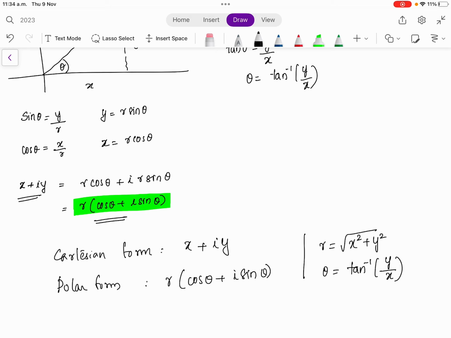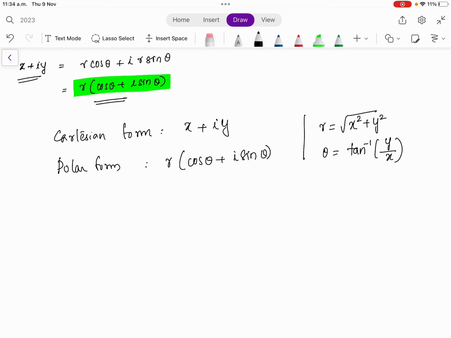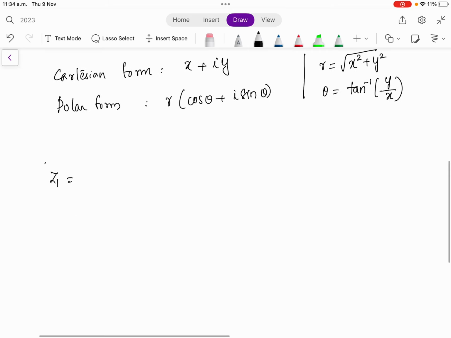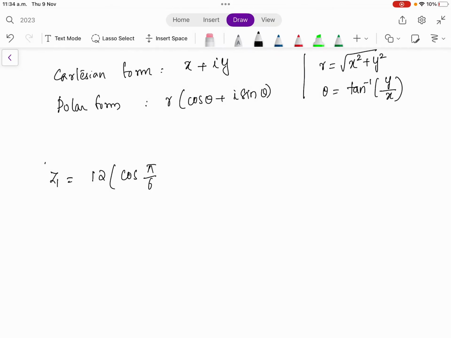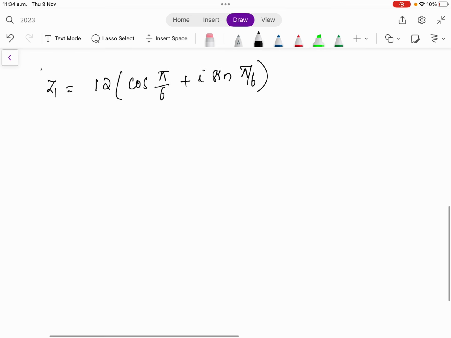Let's take an example and see how we can work this out. Suppose you have the polar form of a number Z1, which is 12 times cos pi over 6 plus i sine pi over 6. For this complex number, we need to find the values of cos pi over 6 and sine pi over 6, so that we can write it in the form x plus iy.